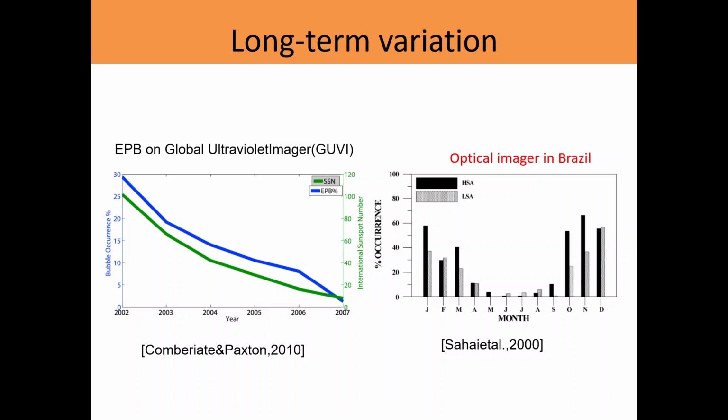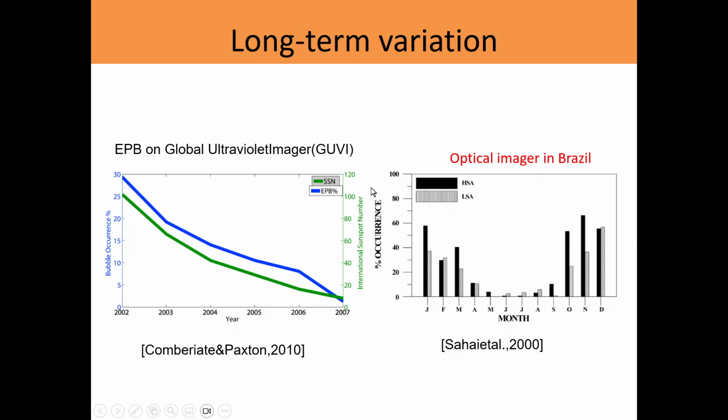And let me see. So this is the bubble occurrence, and this is the sunspot number. You just plot and compare. I haven't seen this type of work recently. Someone should do it actually. It's interesting. In this case, the EPB is actually from satellite, so it's from the GUVI instrument.